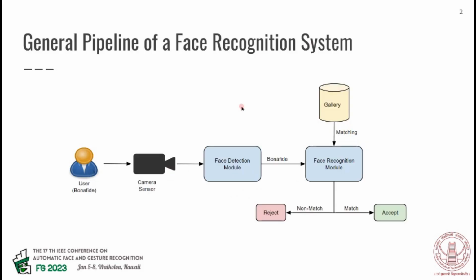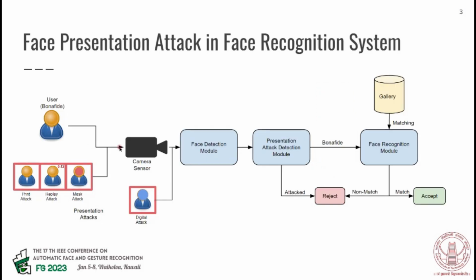So, in a typical pipeline of a face recognition system, we have a user whose image is captured by a camera sensor, and then in the face recognition module, matching is performed. Now, a lot of attacks can be performed in the system. They can either occur at the camera sensor level or some altered image can be uploaded through some web portal.